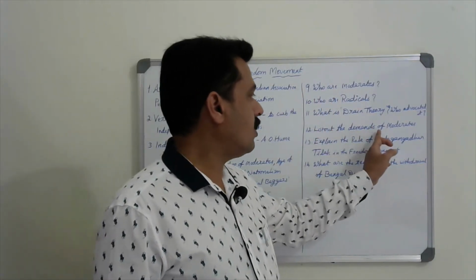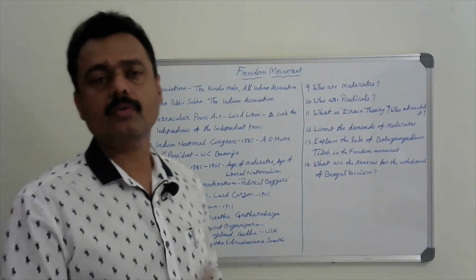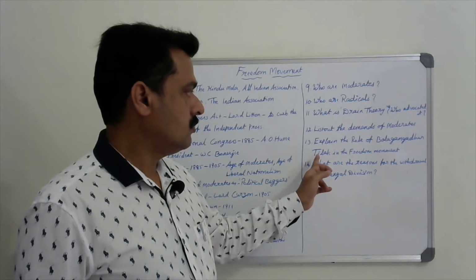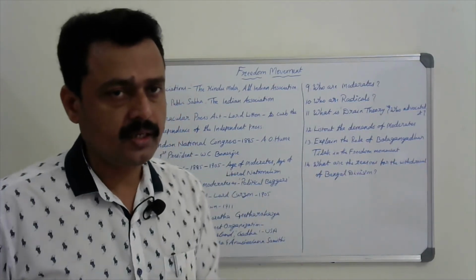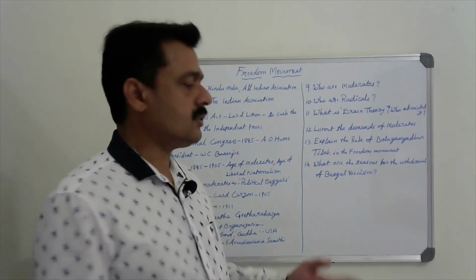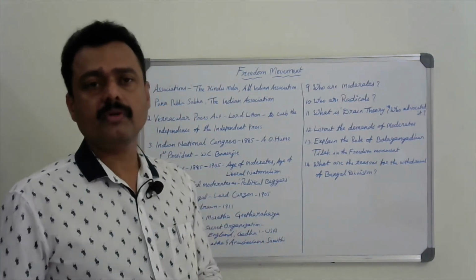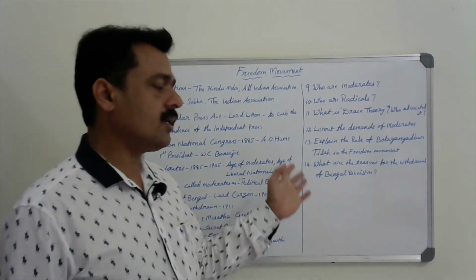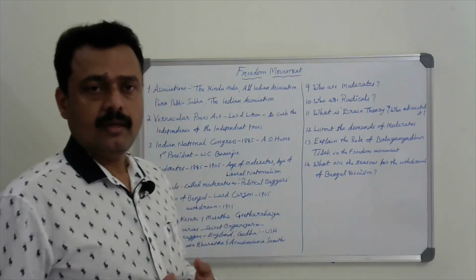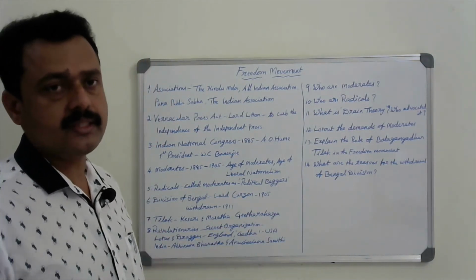And list the demands of moderates. Which are the demands of moderates? The demands they put in front of the British, you have to write. And explain the role of Bal Gangadhar Tilak in the freedom movement. Very important: Swaraj is my birthright, you have to say that. He started some journals, and also the beginning of the Ganesha festival, Shivaji Jayanti, Durga festival, etc. Because of his articles in the Kesari and Maratha, he was arrested, and in prison he wrote Gita Rahasya. I have to cover all these points. This is the 3 mark question.